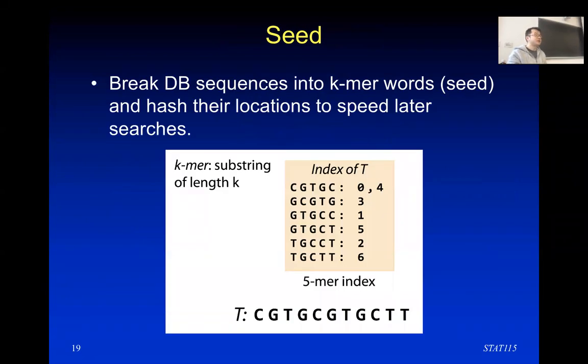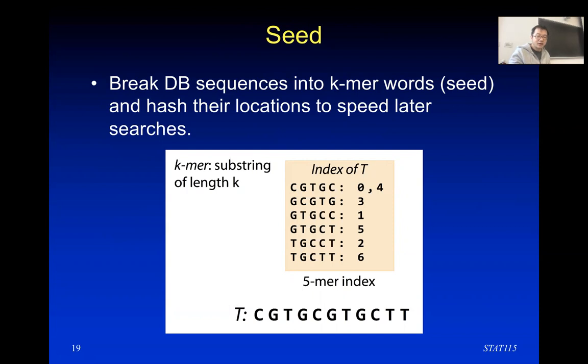So the most naive way to speed up this procedure is to use an index. The most naive way of indexing is to use the so-called seed. T is the genome we are trying to compare the reads against, like T is the human genome.